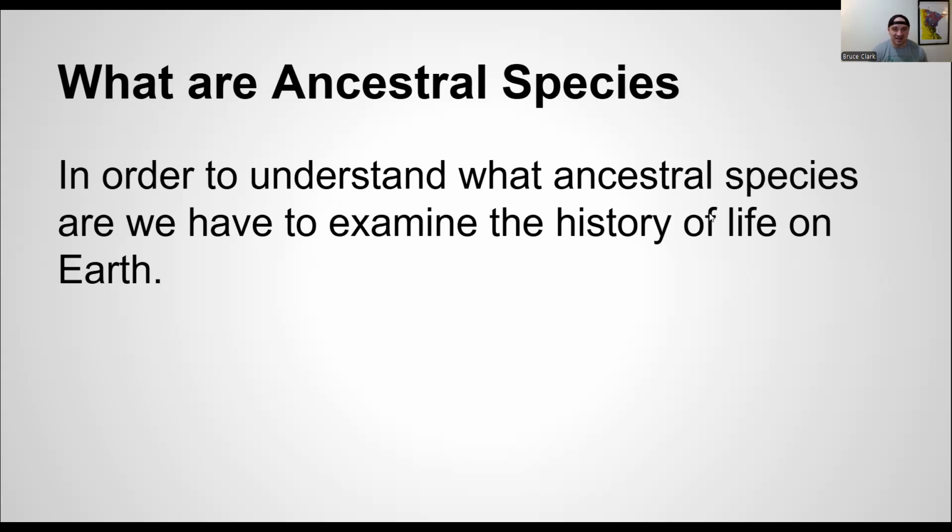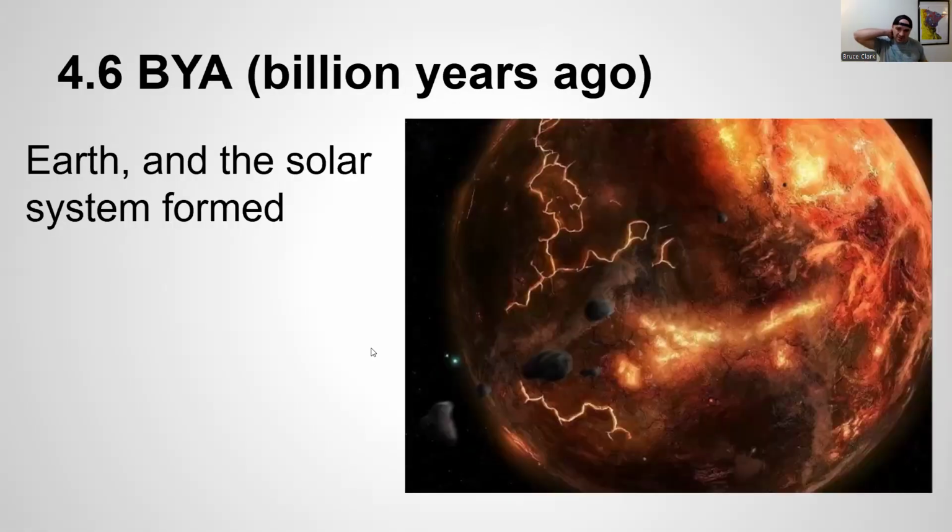So we're going to take a look at that today, understanding the history of life on Earth and how that massive amount of time helps lead to some of the changes we see currently with our species today. 4.6 billion years ago is the accepted formation of our solar system and, by extension, Earth. This isn't a picture of it, since no humans were around to take a photo, but it would have been very molten, very hot still. It wouldn't have been ideal conditions for life to begin or evolve in.